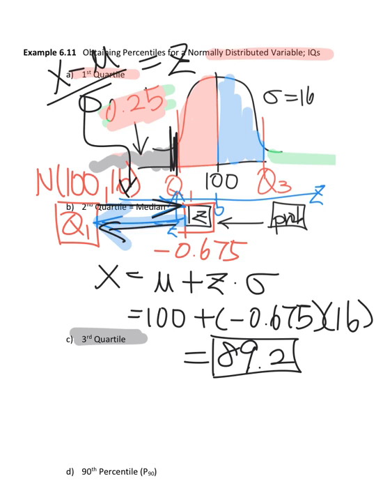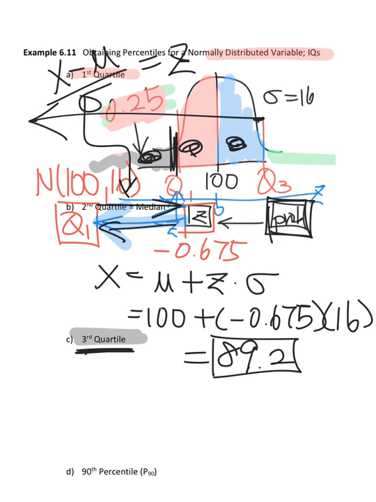Okay, let me take the third quartile first. It's the same way. What probability is given for the third quartile? Actually the third quartile must be here. How much? 0.75. Here's 25, 25, 25. So the probability for the third quartile must be 0.75.